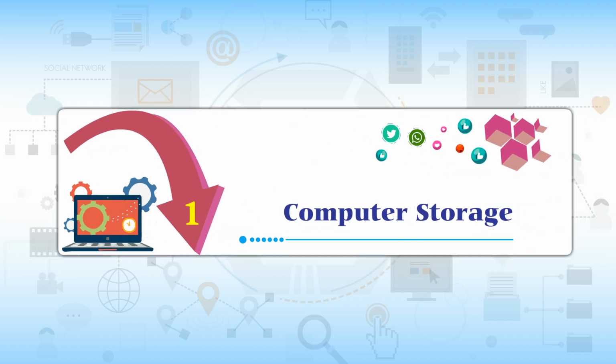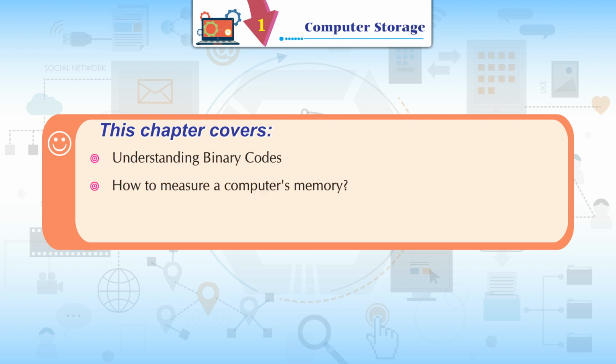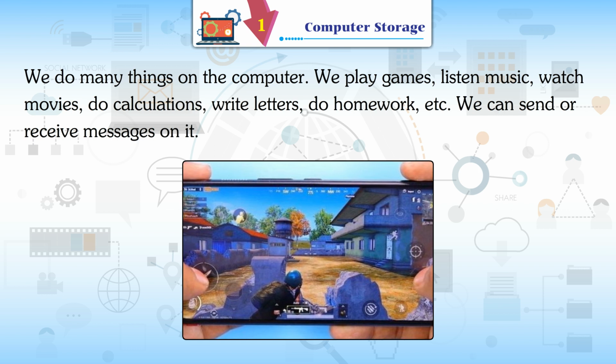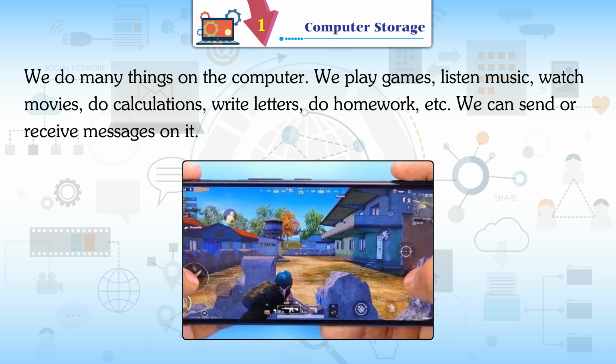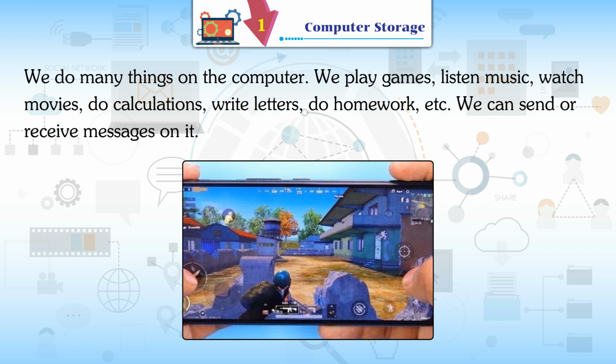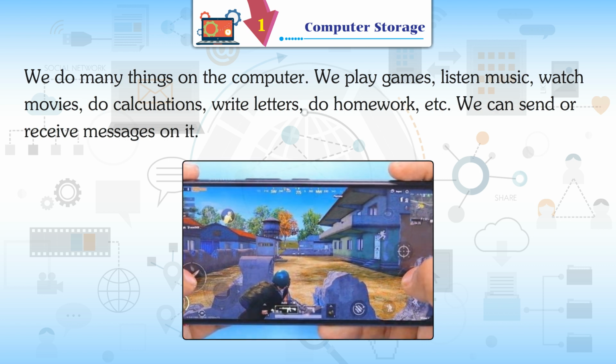Chapter 1: Computer Storage. This chapter covers understanding binary codes, how to measure a computer's memory, primary memory and secondary memory. We do many things on the computer. We play games, listen to music, watch movies, do calculations, write letters, do homework, etc. We can send or receive messages on it.